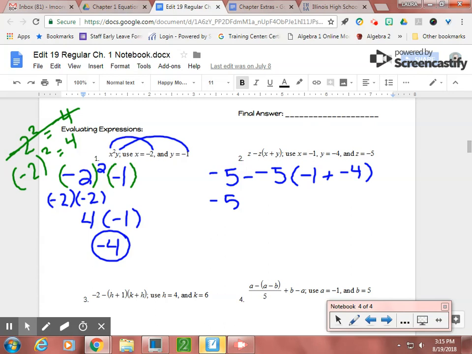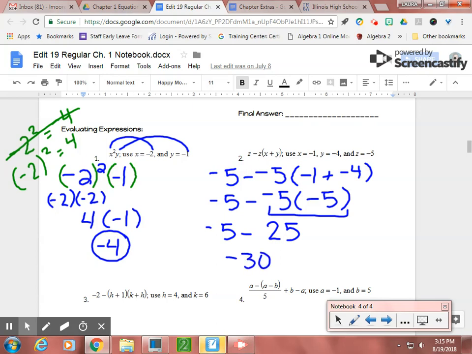Work inside of our parentheses first, which is negative 5. Now we're going to work our multiplication aspect of this. So when I multiply it, we're going to get a positive 25. And then I combine these, and I get a negative 30 as my final answer for that.